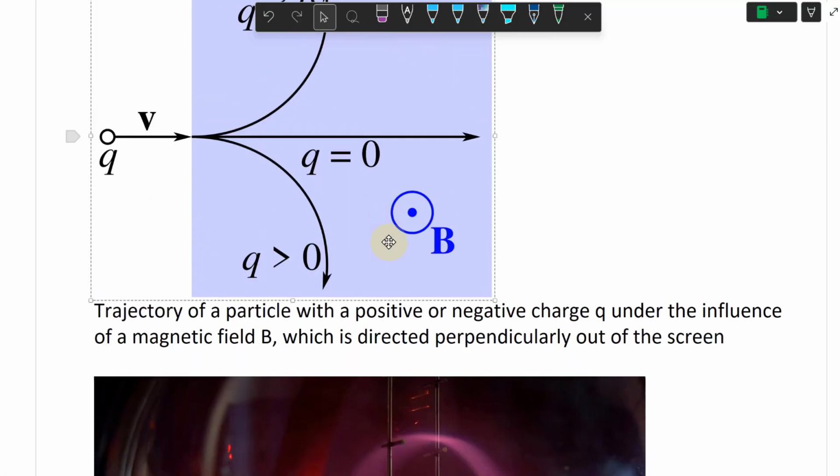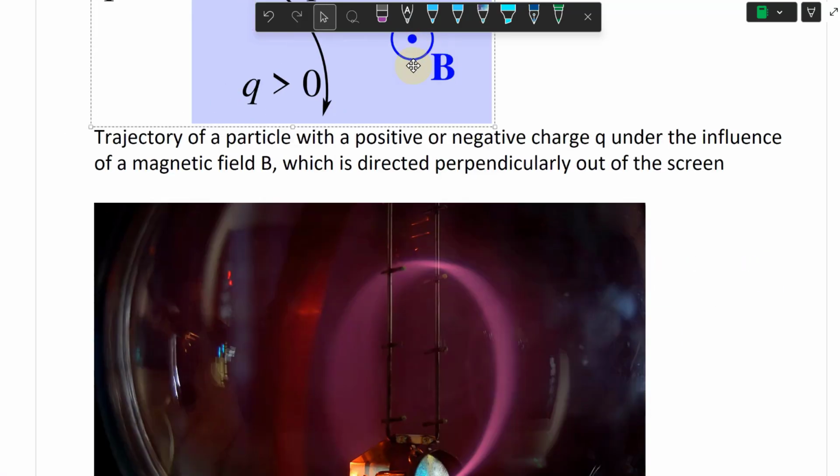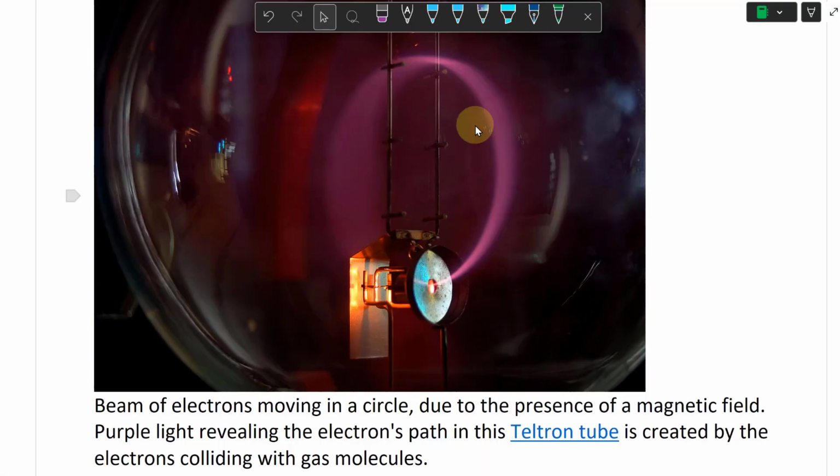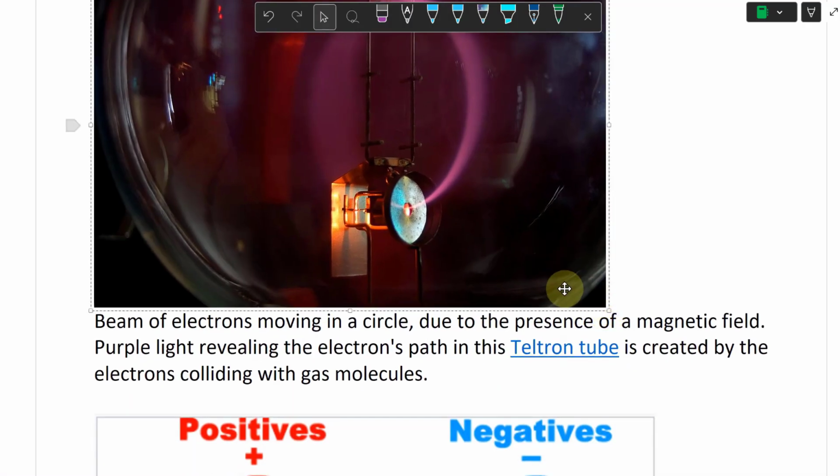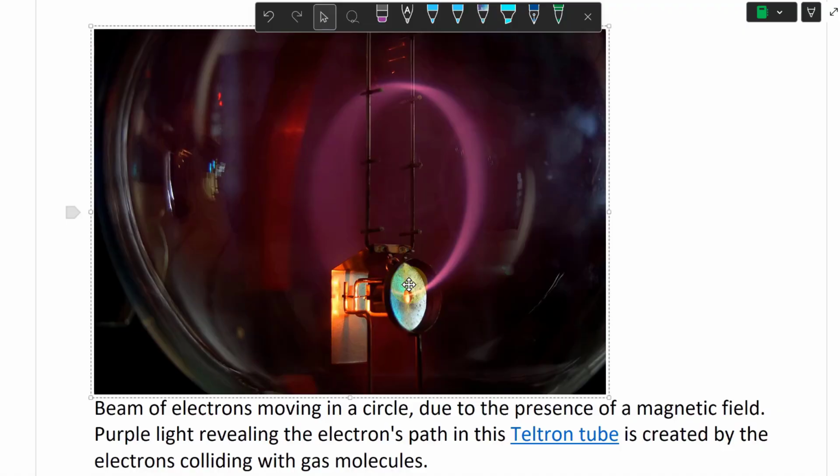So this is the trajectory of a particle, with positive or negative charge Q, under the influence of a magnetic field directed perpendicular out of the screen, hence this arrow pointing up. And here's another setup right here. Again, I told you this would be an extensive electromagnetic setup, a deep dive. So a beam of electrons moving in a circle due to the presence of a magnetic field. The magnetic field is going perpendicular to it.